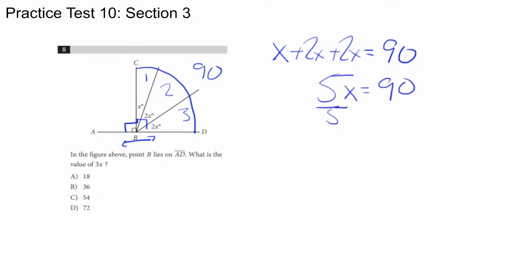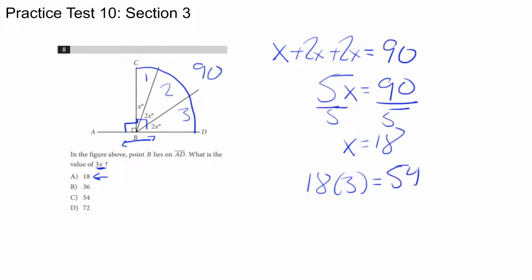Get x alone, divide both sides by 5, and I'll get x is equal to 18, right? And be careful, because 18 is an answer choice, but it's not asking for x. It's asking for 3x. So I would have to do 18 times 3, and that is equal to 54. So my correct answer is going to be answer choice C.